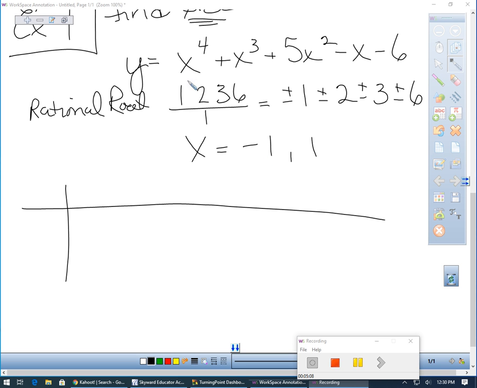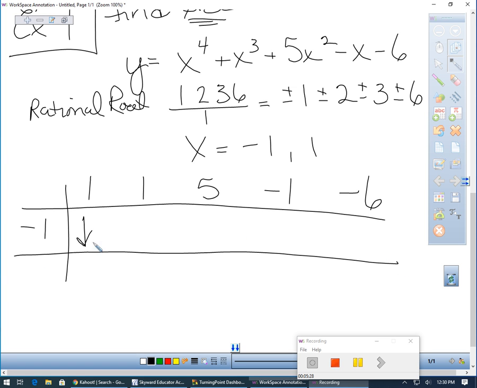So then we're going to do our synthetic. Our coefficients go across the top: 1, 1, 5, -1, -6. Let's start with -1 out here. Bring down our 1. -1 times 1 is -1. We add them together, we get 0. -1 times 0 is 0. We add it together, we get 5. -1 times 5 is -5. We add that together, we get -6. All right, I'm going to put an X there for no remainder.